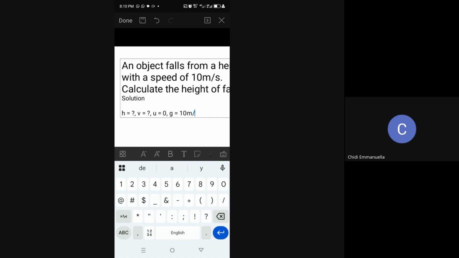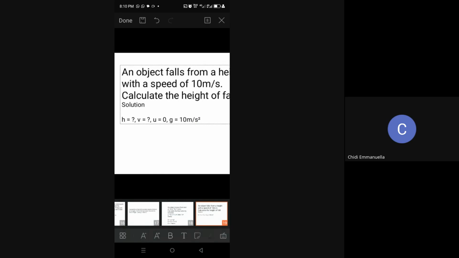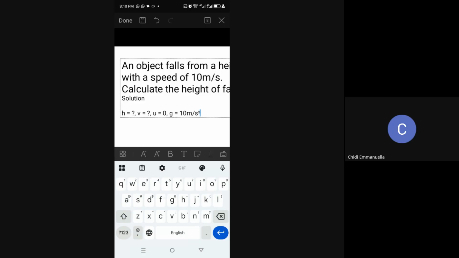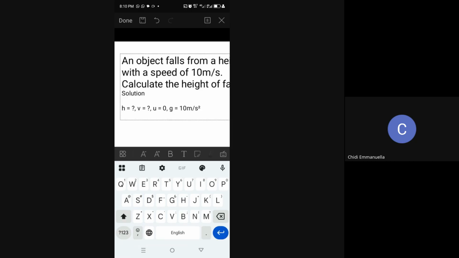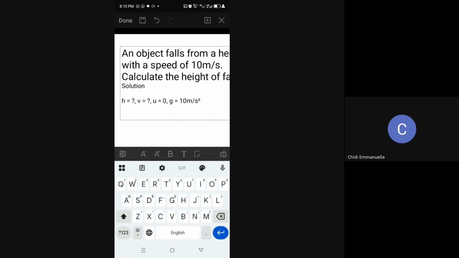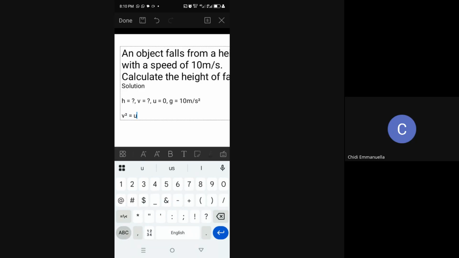I've said it's possible that you will not be given it in a question. They may not mention it. I've seen it time and again. So once you are dealing with a vertical motion, you have to know that acceleration due to gravity is involved. Since I have these parameters, I go straight to my formula: V square equals U square plus 2GH. Why is it not minus? Why didn't I say U square minus 2GH?